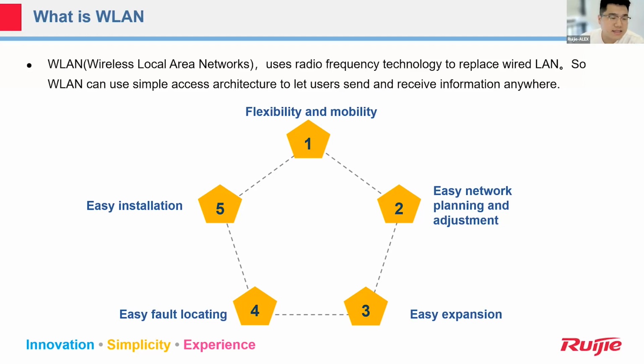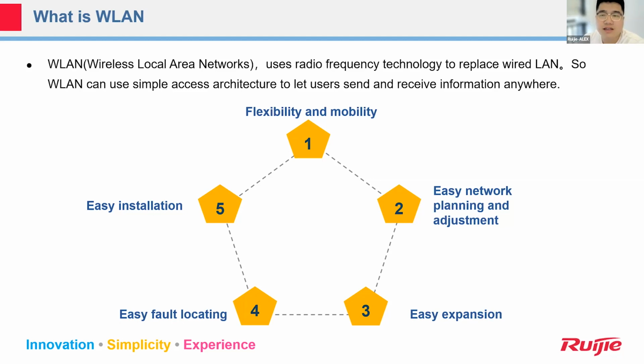Okay, and next is the easy fault locating. No matter whether it's a wired or wireless network, it's a little difficult for us to do the troubleshooting, right? For the wired network, we should understand the working principle of each protocol of each device, and we should have a deep understanding of the configuration on different devices, so we can analyze the output of the trouble, and then locate the faults, right?